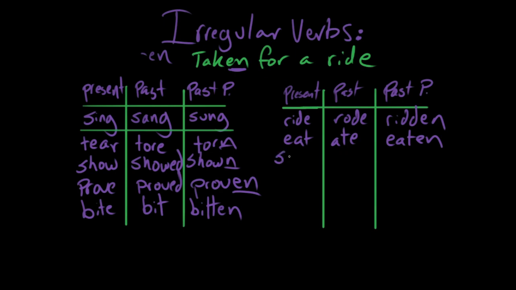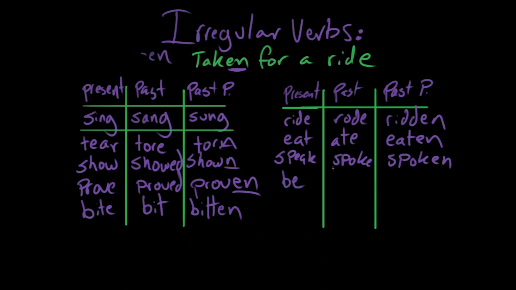The verb speak undergoes that vowel shift, so it goes speak in the present tense, spoke in the past tense, and past participle or past perfect is spoken. Even really weird words like to be and to go obey this rule, the en rule. It just doesn't necessarily look like it.